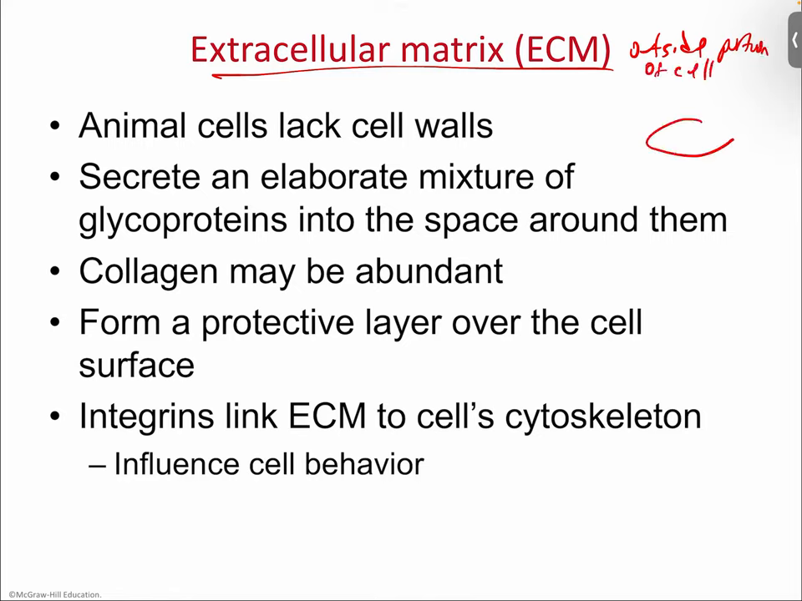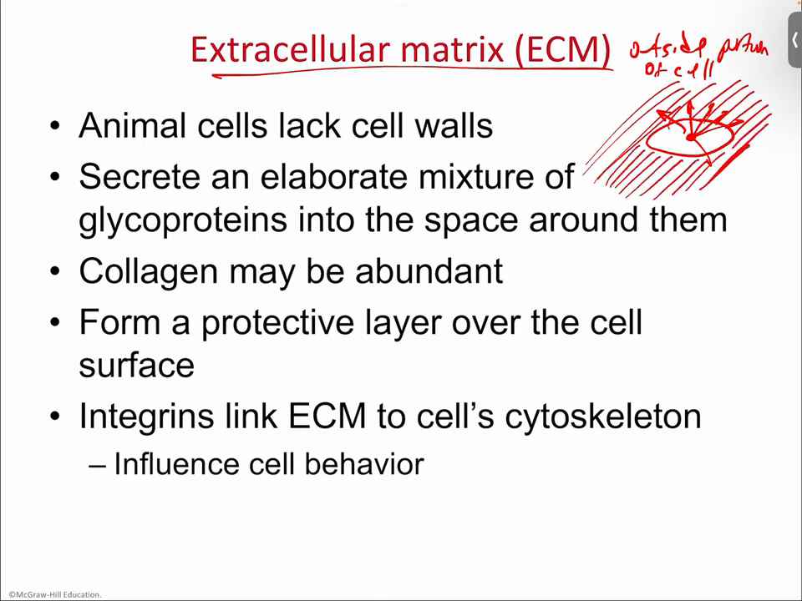So if you take a look at a cell, every cell is going to secrete various molecules of different types outside of itself. And it's going to create this kind of huge sort of matrix of different things that it puts out there. Some proteins, some different types of things. And this is kind of like their neighborhood, right? So they'll secrete all types of stuff like collagen, for instance, which is a type of fibrous protein. This is typically a very structural protein.